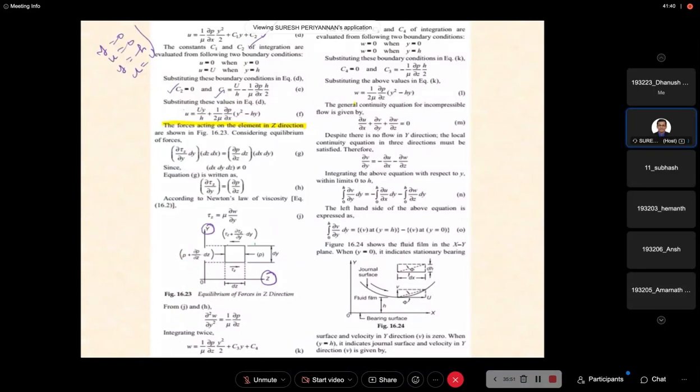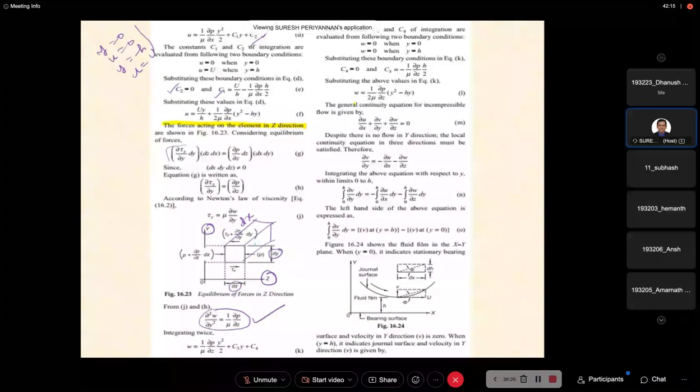Now this is a fluid element. This is dz, this is dy, this is my dx. Whatever we discussed earlier for the fluid element with respect to the xy plane, in a similar manner we can rewrite and say the equation: dou square w by dou y squared is equal to 1 by mu into dou p by dou z. Based on the earlier concept, we have derived this.